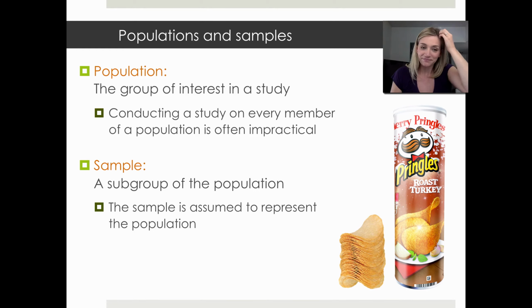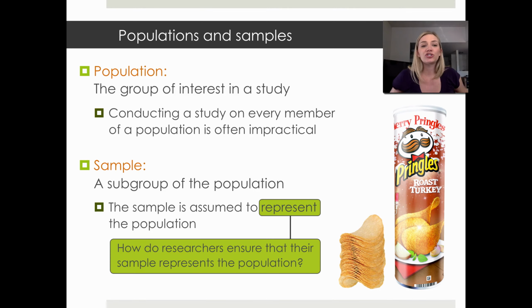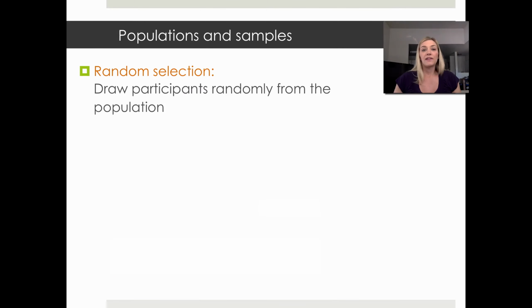So this raises the question, which is, how do researchers ensure that their sample represents the population? How do they ensure that their sample looks as much like the population as possible? The answer is to use a process called random selection. This is when we draw participants randomly from the entire population.